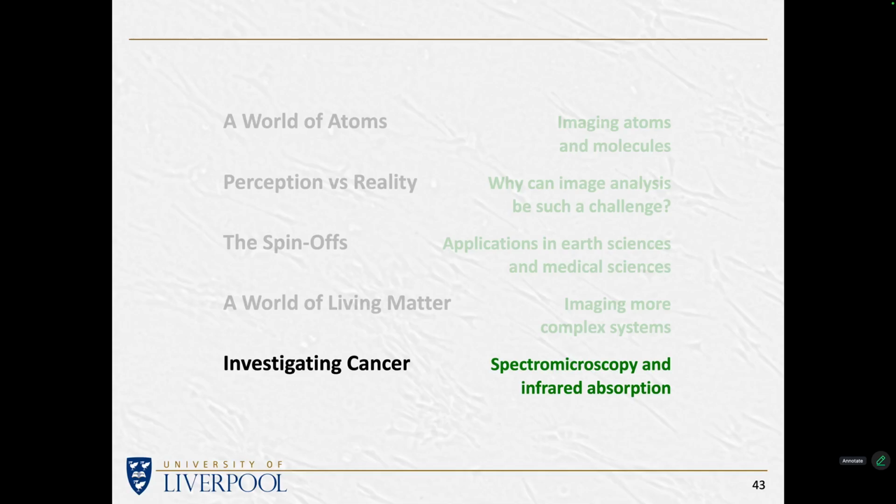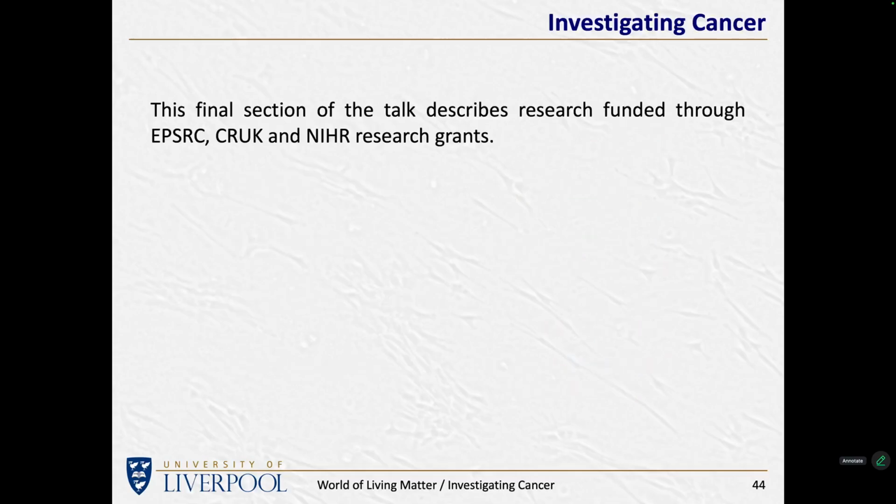Let's have a look at the final section, which is perhaps the most recent stuff that I've been working on, which is looking at microscopy and a particular type of microscopy called spectromicroscopy. I'll explain that in just a second. Not using visible light, but using infrared light. So it's describing work being carried out through various funding agencies, including Cancer Research UK and the National Institute for Health and Care Research. So those grants have paid for what I've been doing for quite a few years now.